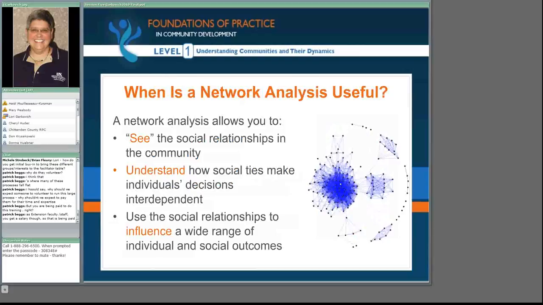And that allows us to think about and perhaps understand how these social connections make our decisions interdependent, and how we use our social relationships to influence a real wide range of things that happen in our organizations and our communities.